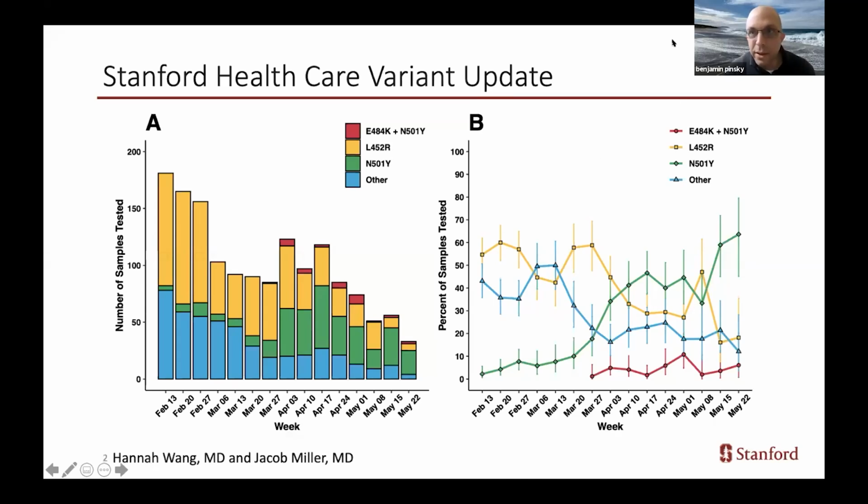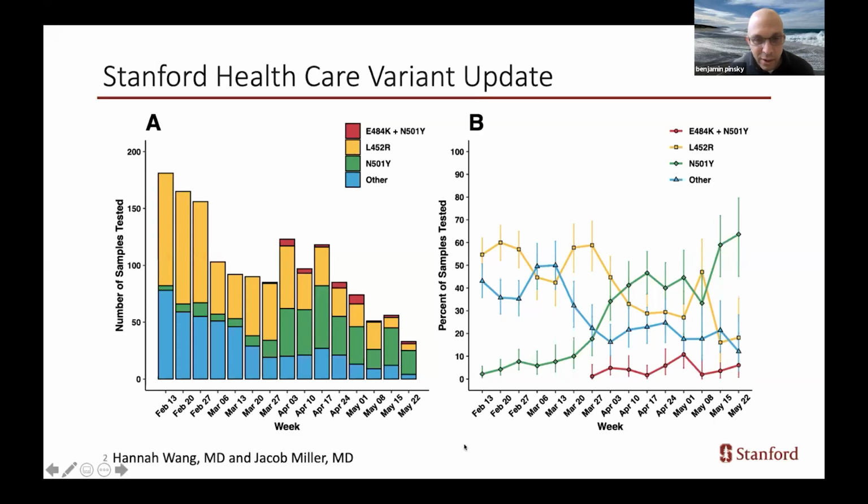Thanks, Errol, and good morning, everyone. Here is our now familiar epidemiologic curve for the variants that we're seeing in the Stanford patient population. Our test volumes are modest and our positivity rate, fortunately, is very low at the moment. So we have a limited number of positive samples to genotype, which you can see here on panel A on the far right.